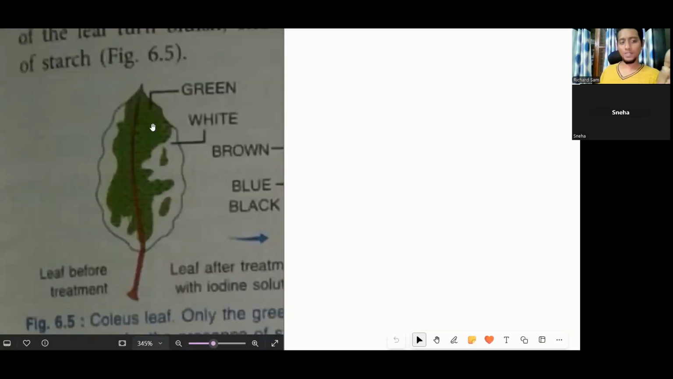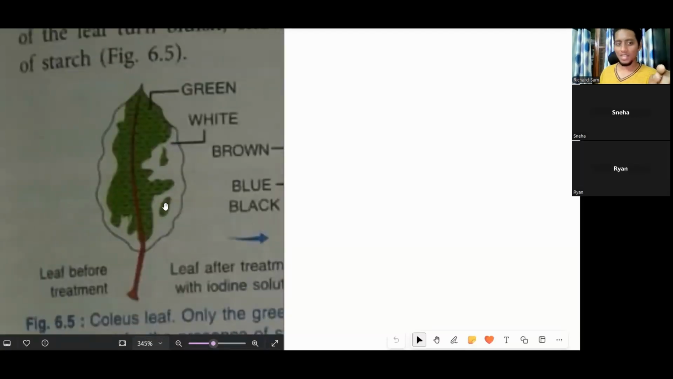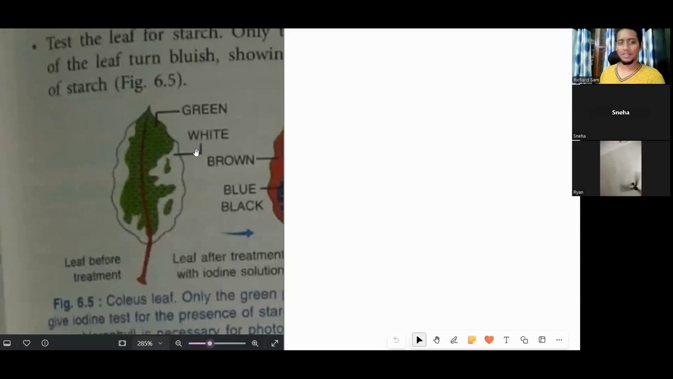See, this variegated leaf is only green in certain parts. And the other part, what color is it? White or some other color. Now, where does photosynthesis take place? Only in the green parts.